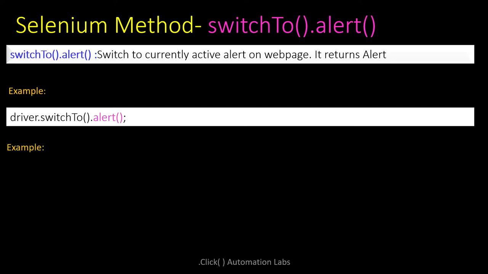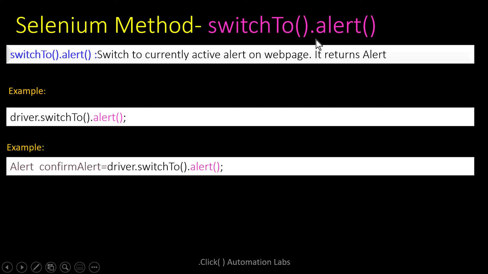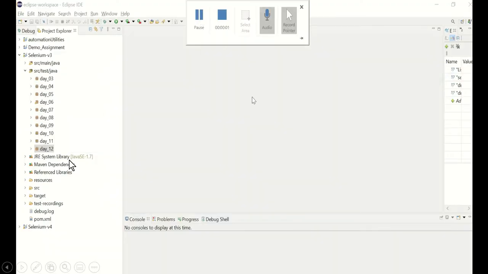driver.switchTo().alert() is the syntax. In the example, you can give it any name, alert or xyz, equal to driver.switchTo().alert(). Now the WebDriver focus will switch to the alert, and I'm storing this alert in a defined alert variable. Let's do one example.